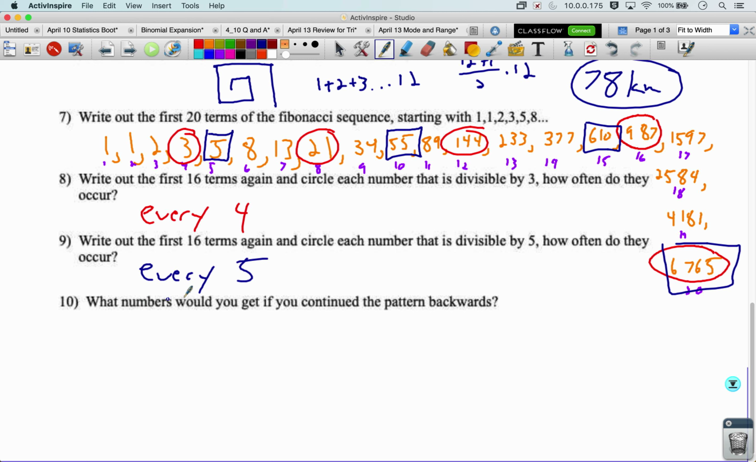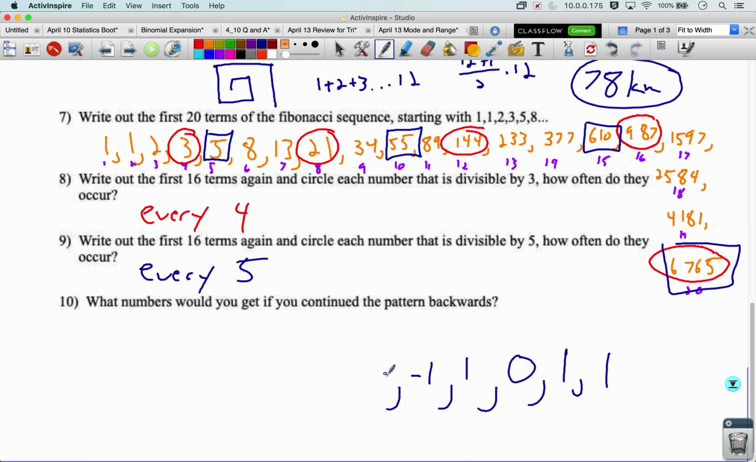All right, what numbers would you get if you continued the pattern backwards? So we know the two previous numbers have to add up to the next number, so what would happen if we went backwards? So I'll write my 1 and 1 over here. So what number plus this 1 would get this 1? Well, it's 0. Now what number plus this 0 equals a 1? Well, you'd have to do a negative 1. No, wait, we'd want a 1 there. We're not negative yet. Here's where it gets negative. We need a negative 1 here.